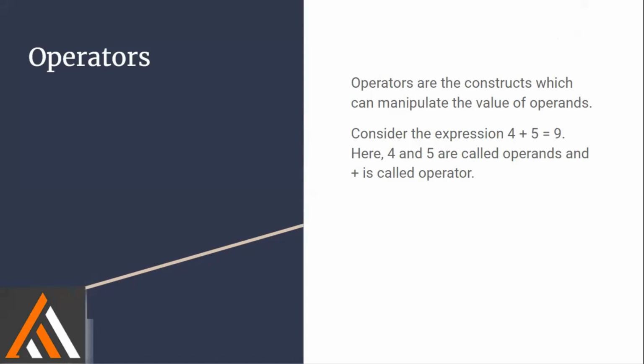Operators always help us to perform operations. The operators act upon operands. Operands are the values on which operators perform actions. Consider this expression: 4 plus 5 is equal to 9. So plus is an operator where we are performing an operation on number 4 and number 5. Those are the operands. So 4 is getting added to 5, and the plus operator helps us to produce the result as 9.